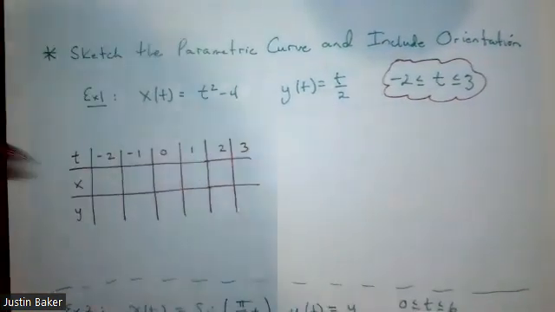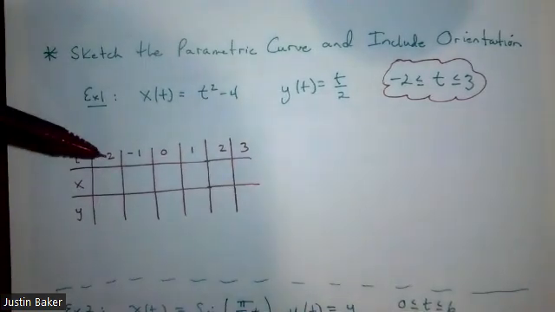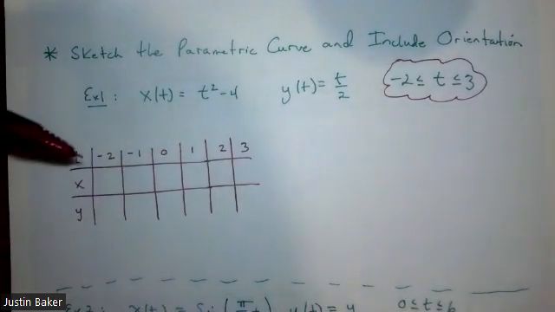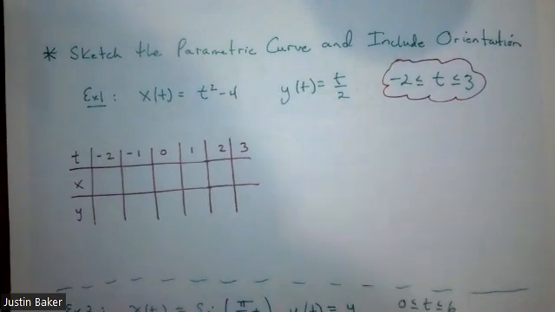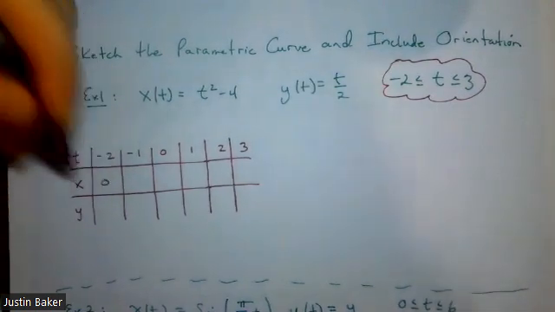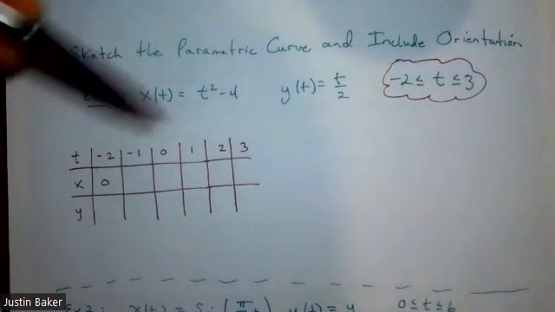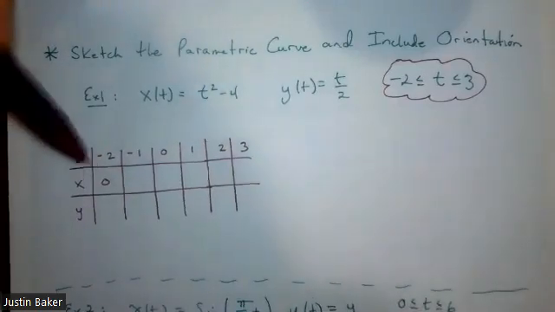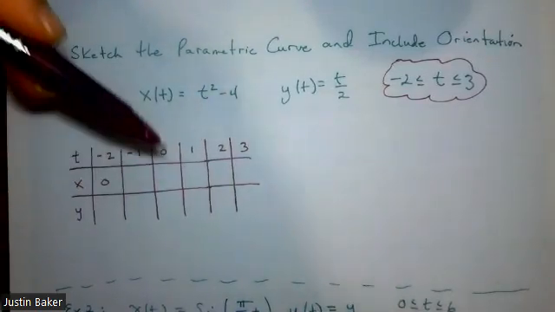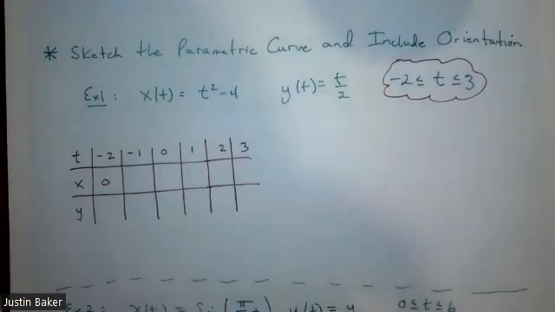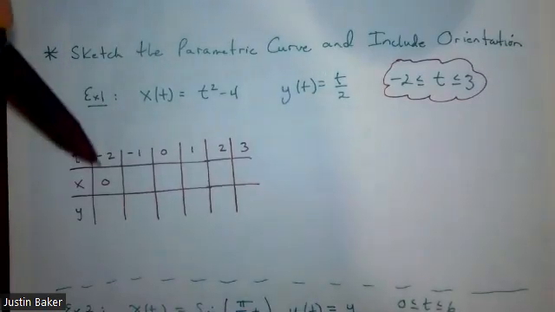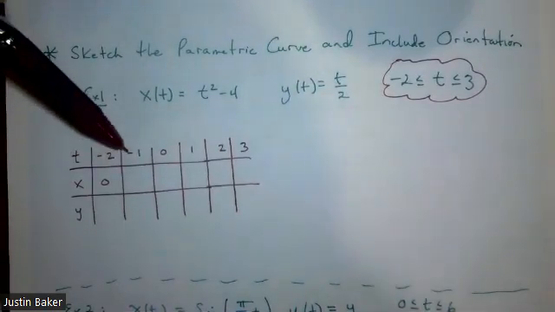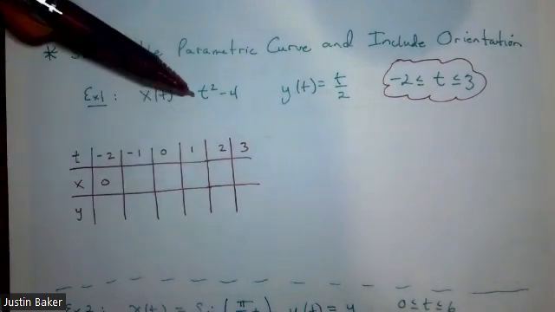All we're going to do is plug these values into both equations. I'm going to plug -2 into the X equation, and that gives us 0. It's up to you how you want to handle this: plug all of these in for X and then all of these in for Y, or go -2 into both and so on, whichever makes the most sense to you. I'm just going to go straight down the line and plug these into X.